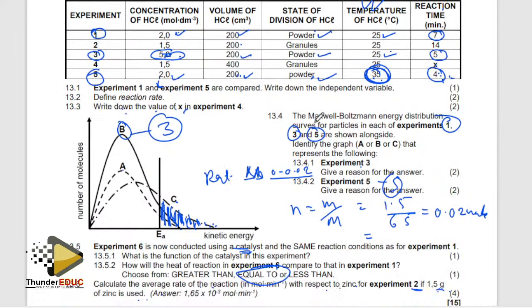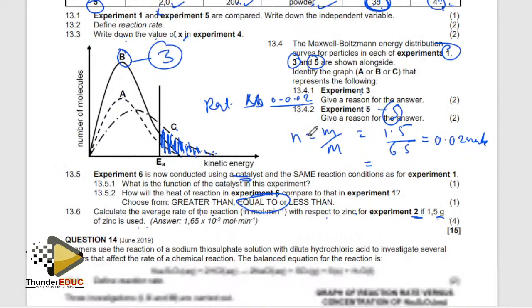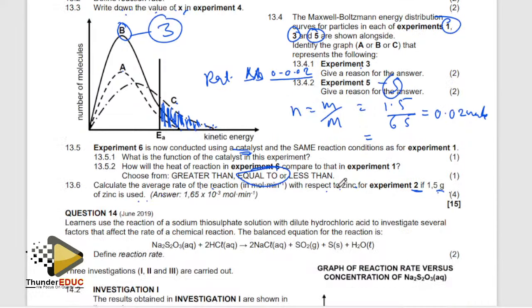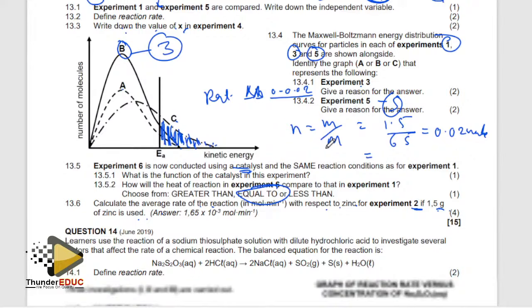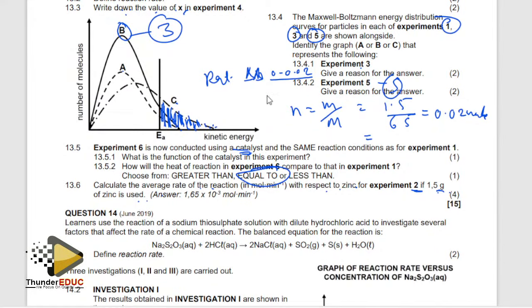as experiment 1? Let me read again. They're saying experiment 2, the number is 14. So it means that it is going to be 14 minus 0. So the answer is going to be 0.02 divided by 14. You will calculate maybe 0.024 or something. So the answer you get here must be corresponding to this. So that's how you can calculate the rate of reaction.